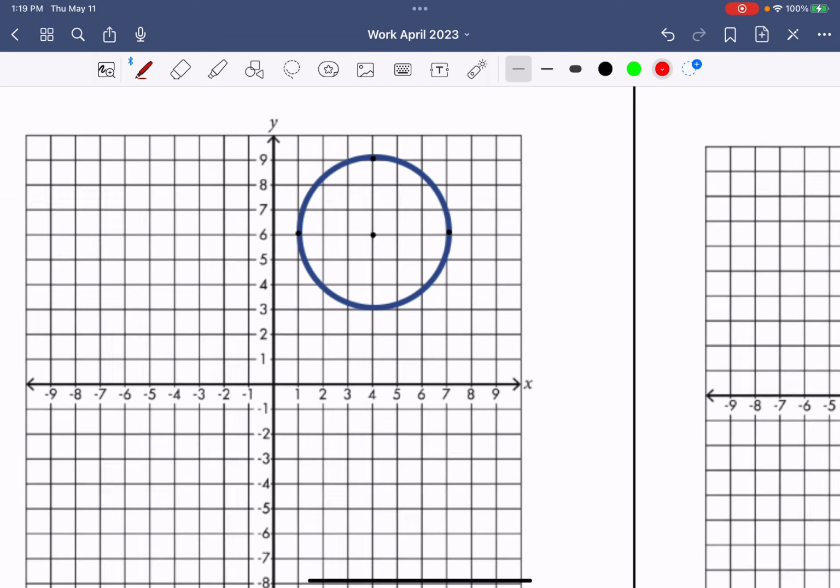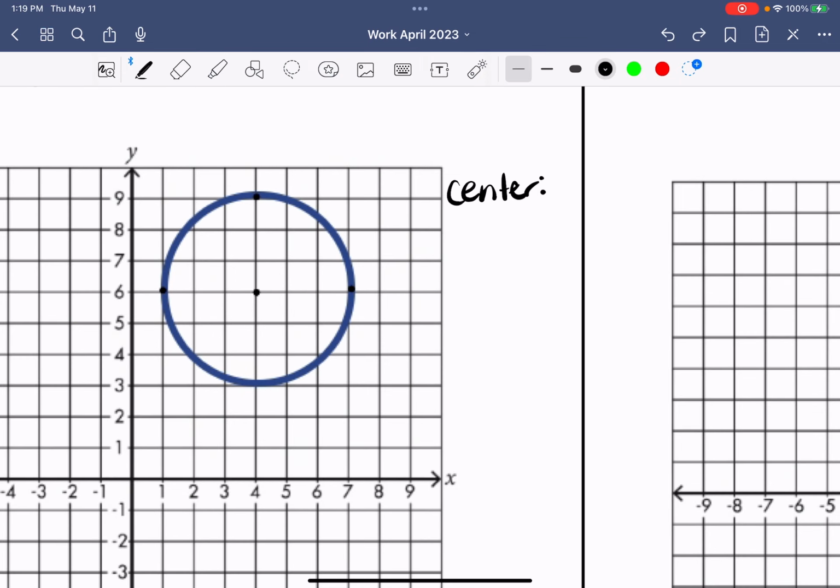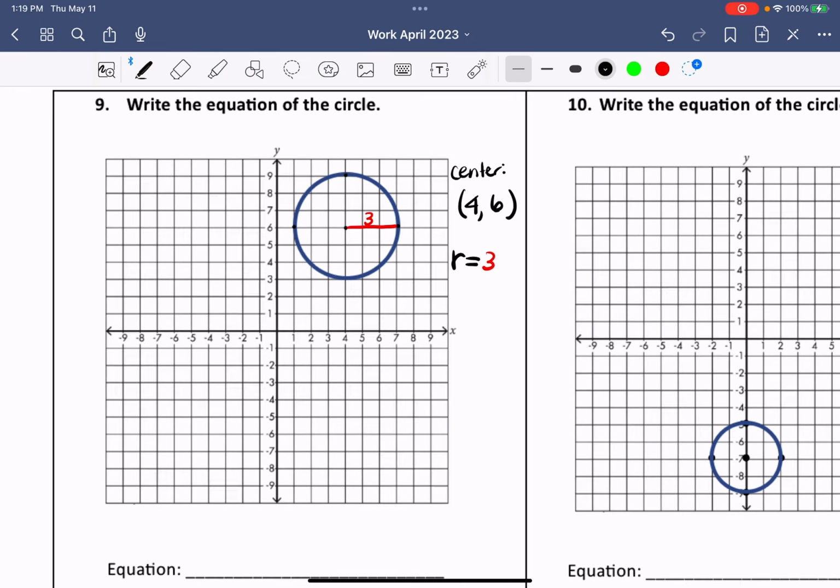So from the picture, we have a picture of a circle. What do we need? We need the center. Where is the middle of this circle? Well, it's right there, but I need a coordinate. And that would be 4, comma, 6, right? Because it's 4 to the right, and then up 6. We always start at 0, 0, and then we go right and up. And the radius, what is the radius? The radius is from the middle to the edge. So I'm just going to count. 1, 2, 3. So that's 3. The radius is 3.